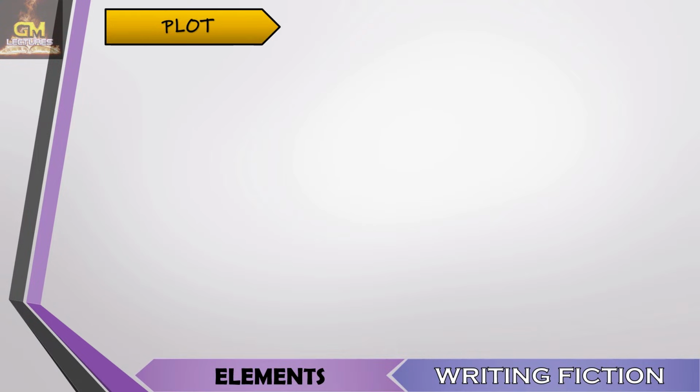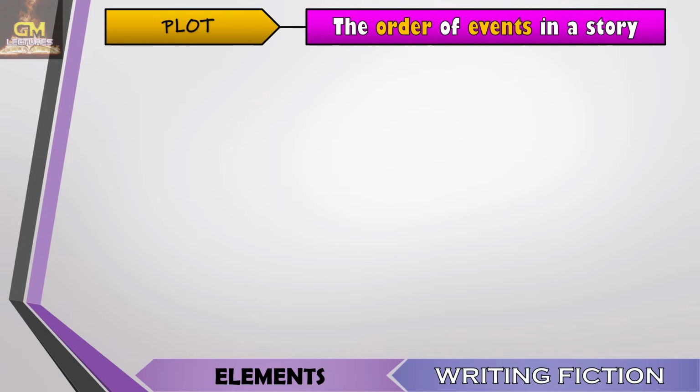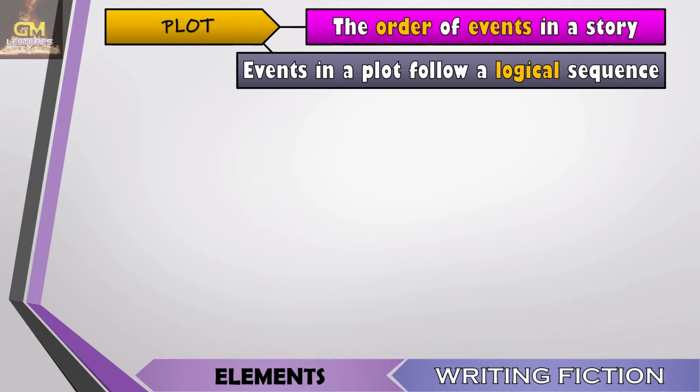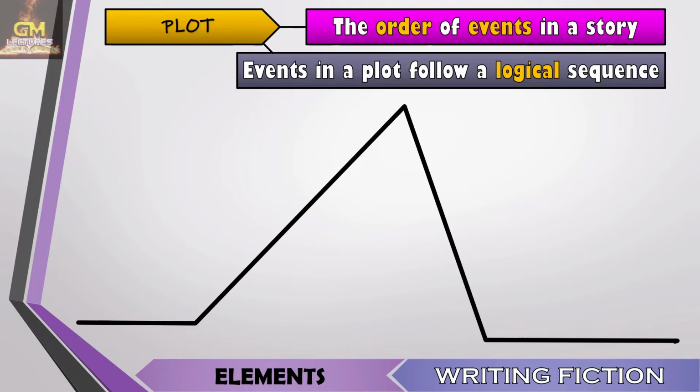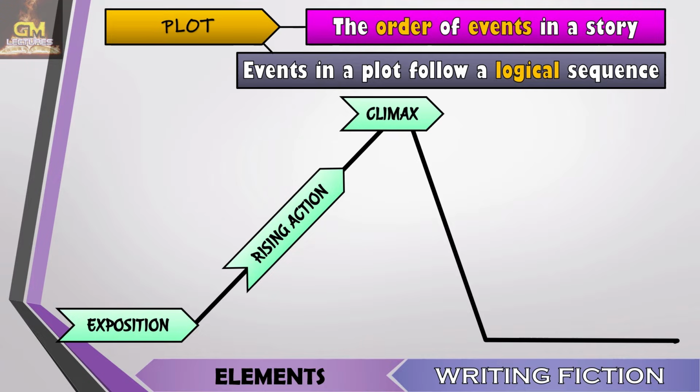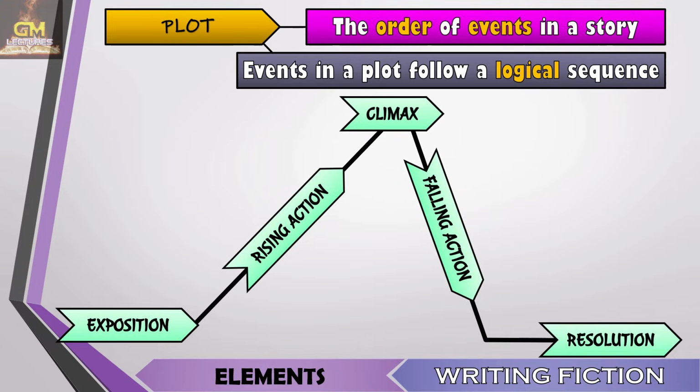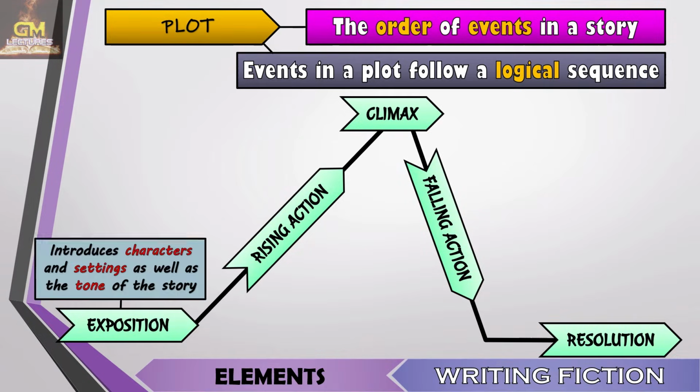Next, we talk about the plot. The plot refers to the order of events in a story. It is worth noting that the events in a plot follow a logical sequence. As such, we have Freytag's diagram, which is used to determine the parts of a story plot. The parts of a story plot would start with the exposition, rising action, climax, falling action, and resolution. The exposition introduces characters and settings as well as the tone of the story. Pretty much it gives the readers an idea of what the story would be about.